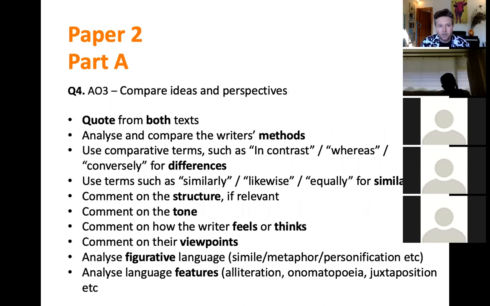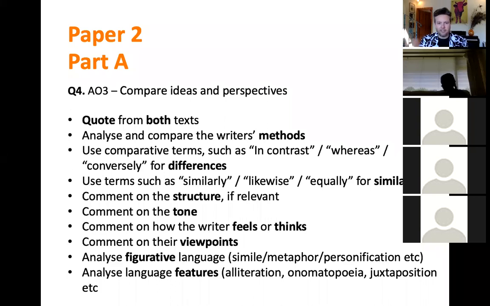This is the comparison question, question 4, so AO3. And again, you need to quote from both texts and compare and analyze the writer's methods. The best way to do that, again, like I was saying before, is in contrast and whereas, but you also use conversely as well. Try and mix them up a little bit. Lots of students, particularly at the sort of B level, will just keep saying however, or just in contrast, they'll use the same thing. And likewise, if you're looking at similarities, likewise, equally. Make sure you vary them.